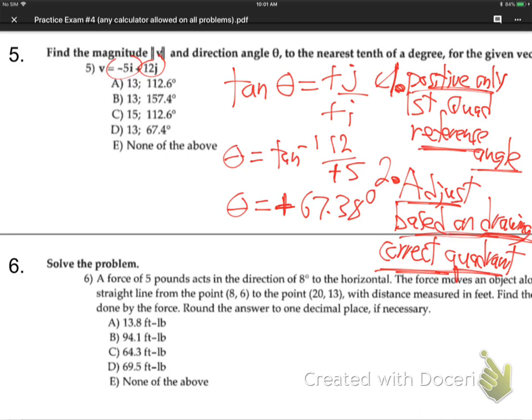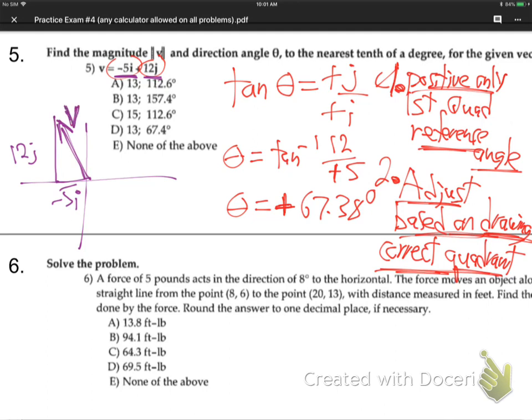Now, that's still not my answer. That's my reference angle. So now you do the drawing. What do I mean, draw it? Back 5, up 12, like I did. Back 5 i, right? i is sideways. j's up, down. There's the actual vector v.